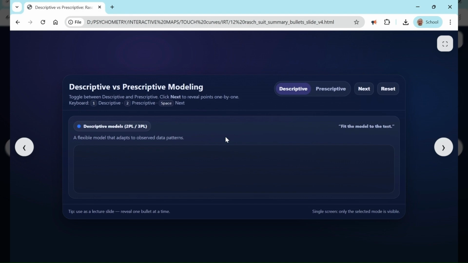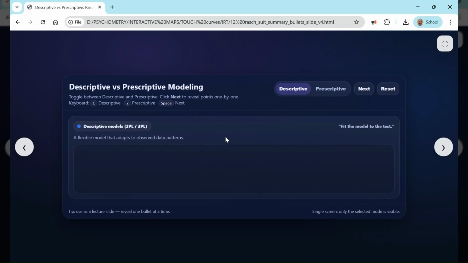The descriptive models will change the model in order to fit the description of the data. It will relax the model, change the model parameters in order to fit the description of the data. That's why you have two-parameter logistic, three-parameter logistic. They provide a better description, a better descriptive model. But the Rasch model is not descriptive. The Rasch model is prescriptive. It tells us of a model that the data should fit into, that the data ought to fit into.